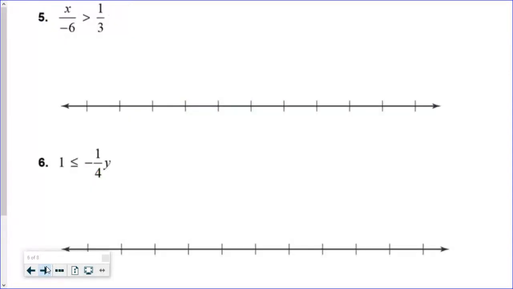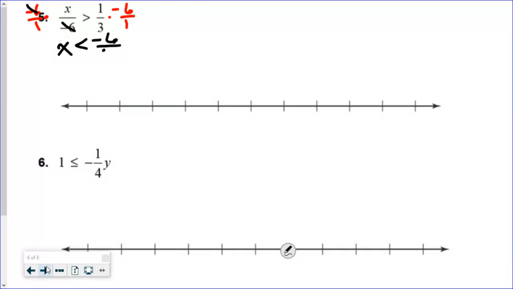Number 5. It's x divided by negative 6. So I'm going to multiply by negative 6, and all that does is cancel that out. So I have an x. Did I multiply or divide by a negative? Is the number I actually wrote in red a negative? Yes, I did. So I've got to flip it. And now top times the top gives me negative 6.